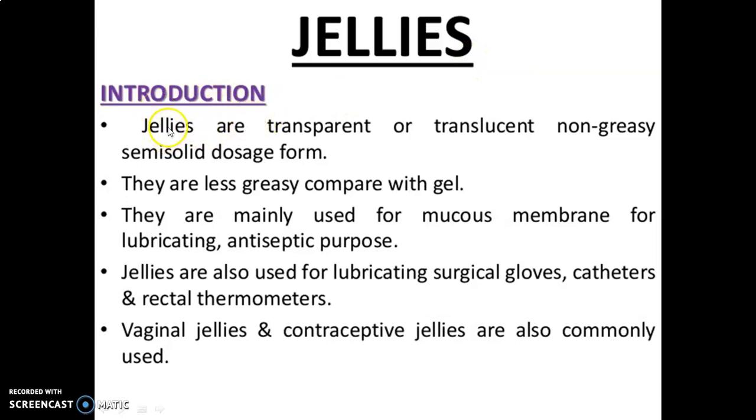Introduction to jellies. Jellies are transparent or translucent, non-greasy, semi-solid dosage forms. They are less greasy compared with gels. They are mainly used on mucous membranes for lubricating and antiseptic purposes. Jellies are also used for lubricating surgical gloves, catheters, and rectal thermometers. Vaginal jellies and contraceptive jellies are also commonly used.